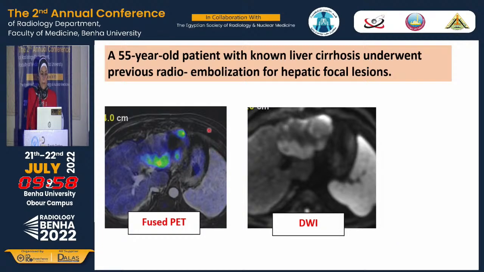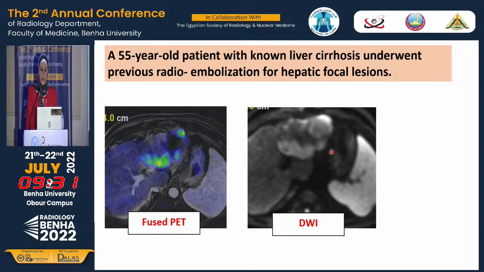This is the fused PET MRI study showing a heterogeneous lesion at the left hepatic lobe, where we can see that there is increased FDG uptake at the periphery of the lesion, and so this makes a dilemma on the PET image. Is this due to the extensive fibrosis induced by the radioembolization and inflammation, or is this a true residual at the treated site?